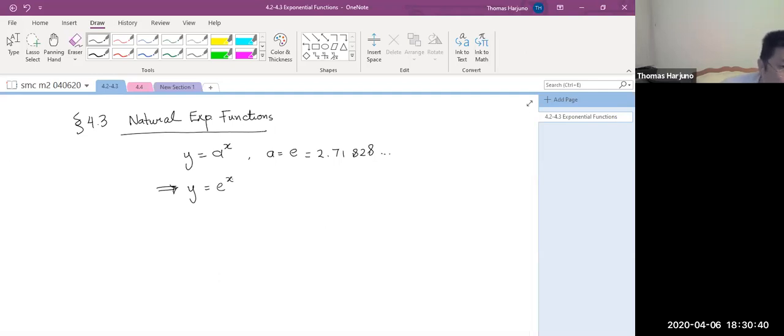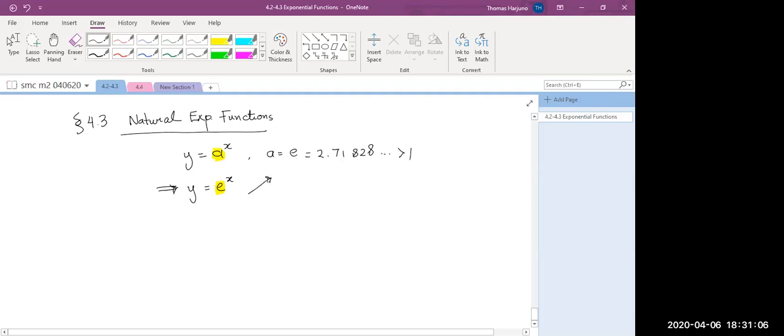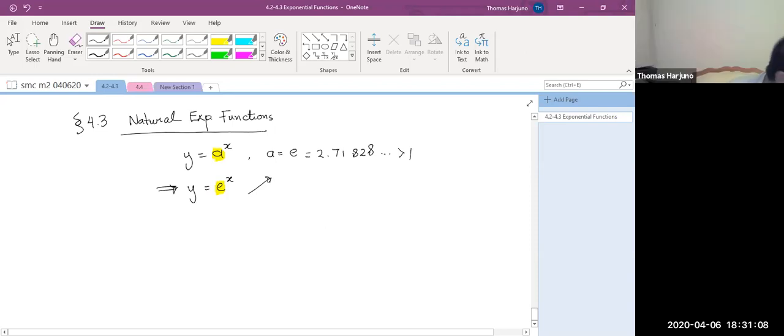That's why earlier I said that 4.3 is a special case of 4.2, in which the base, which was either between 0 and 1 or greater than 1, cannot be 1, right? Now we replace that a, and the base becomes 2.7 something. Because the base is greater than 1, we know this function is increasing. Okay, now this e is a special number in math.